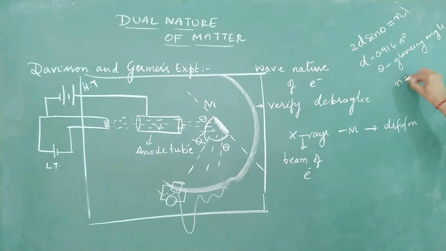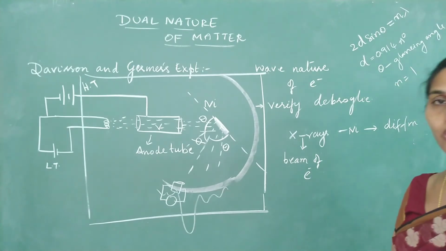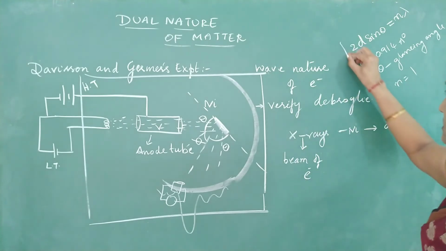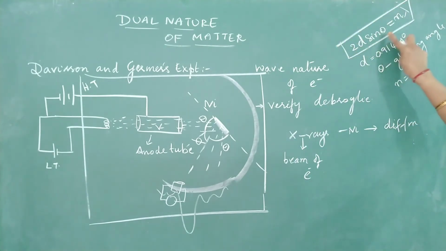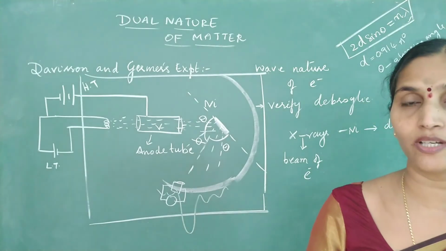Order of the fringe for first order maxima, we take it as n equal to 1. So this was the Bragg's equation. So you know the value of d. If you can find the value of theta, n is anyway equal to 1. Can we determine the wavelength of electrons? So you can determine the wavelength of electrons.